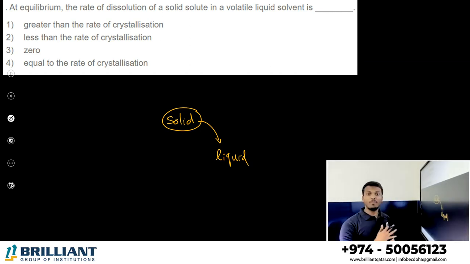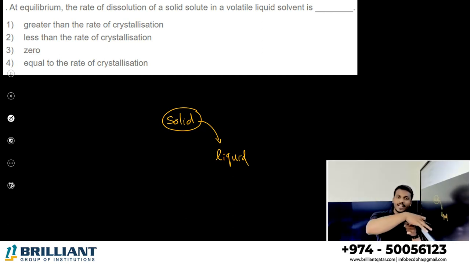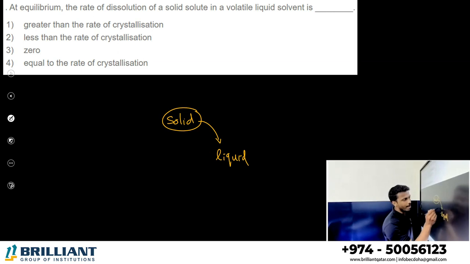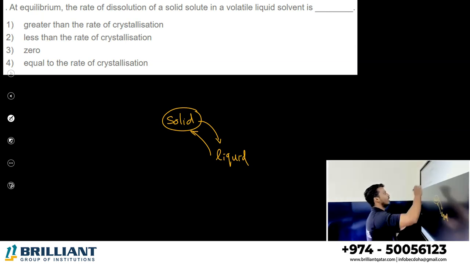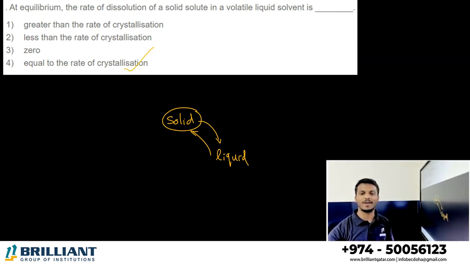Then at the equilibrium, the rate of forward reaction is equal to the rate of backward reaction. Forward reaction is called dissolution, right? It is dissolving, so solid is converted to liquid. So what is the backward condition? Crystallization, right? Liquid coming back to solid state is called crystallization. At equilibrium, the rate of forward reaction equals the rate of backward reaction. So what is the answer? Equal to the rate of crystallization. At equilibrium, the rate of dissolution, or conversion of a solid into liquid, and liquid to solid, are both the same in rate. Option 4 is the correct answer. Shall we go to the next question?